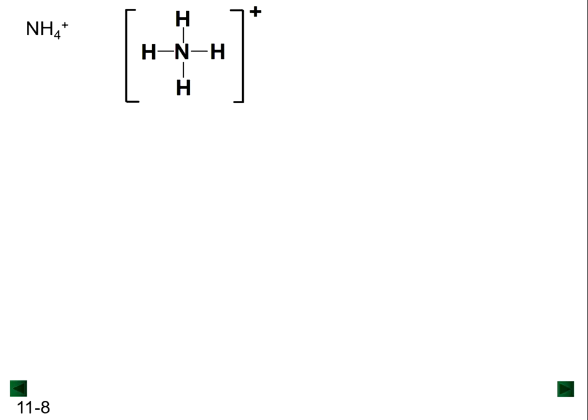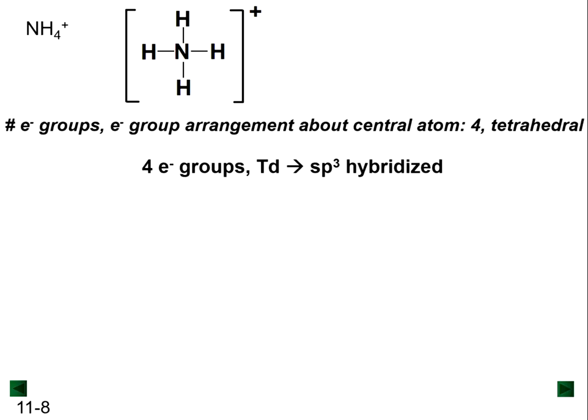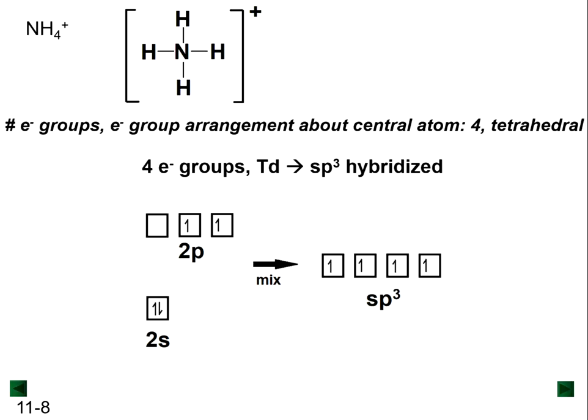Now we have the ammonium ion, NH4+. We know this is a tetrahedral electron group arrangement, as we saw in our last chapter. With a tetrahedral electron group arrangement, we need 4 electron groups, so we'll need 4 sp3 hybridized orbitals. And so for nitrogen, we take our 2s and all 3 of the 2p's to make the 4 sp3 hybridized orbitals.